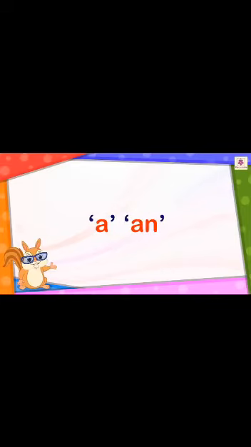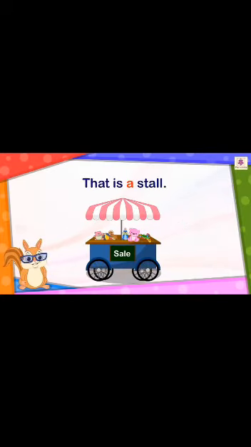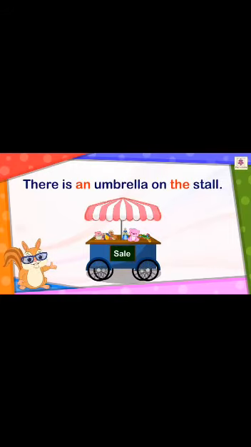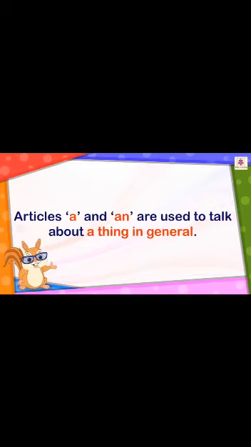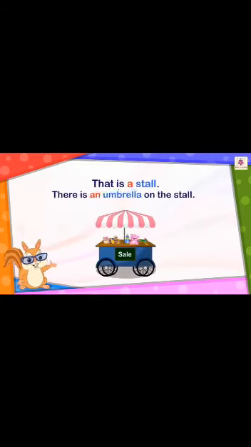Look at the following sentences to learn the use of articles a, an, and the. That is a stall. There is an umbrella on the stall. We observe that articles a and an are used to talk about a thing in general. For example, a stall and an umbrella.